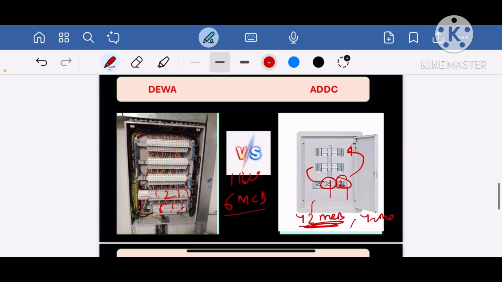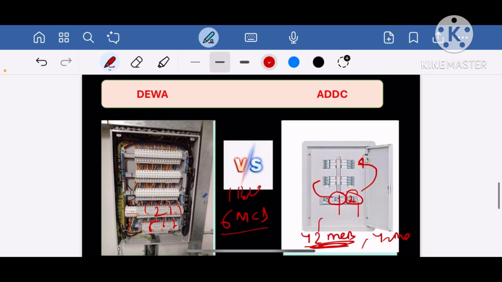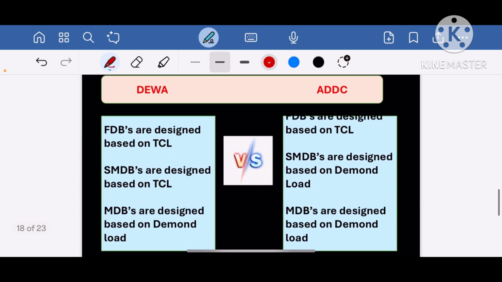Now let us move to the other difference between DEWA and ADDC regulation. In DEWA the DB type is row type, and in ADDC the DB type is pan assembly type, or we can say split type or split way type. In DEWA it is row type, in ADDC it is pan assembly type, or split way type DB.